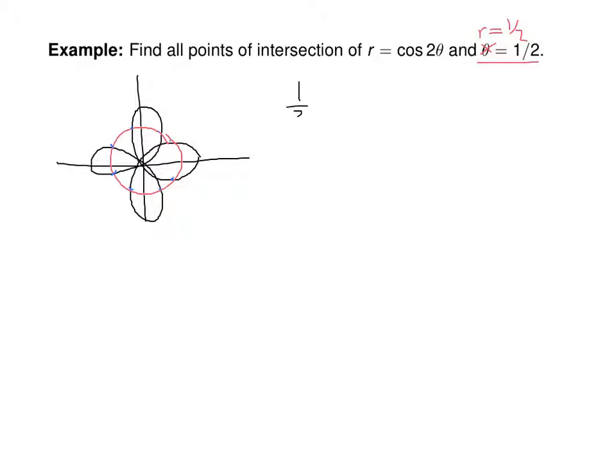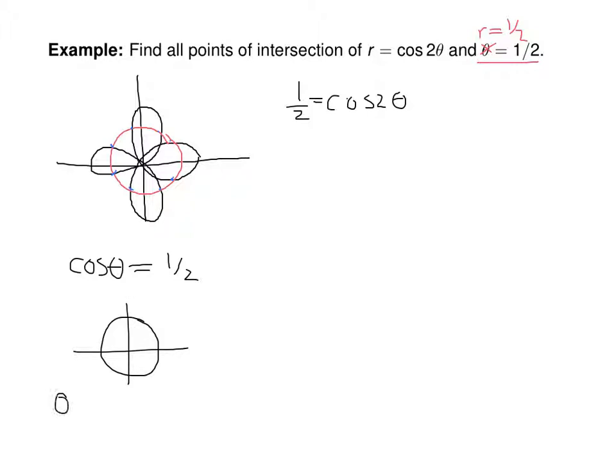So if I set 1/2 equal to cosine of 2 theta, so I know that cosine of the angle is 1/2. So thinking about my unit circle, the cosine is 1/2 if theta is equal to pi over 6. Oops. No, cosine is 1/2 at pi thirds, at pi thirds and at 5 pi thirds.